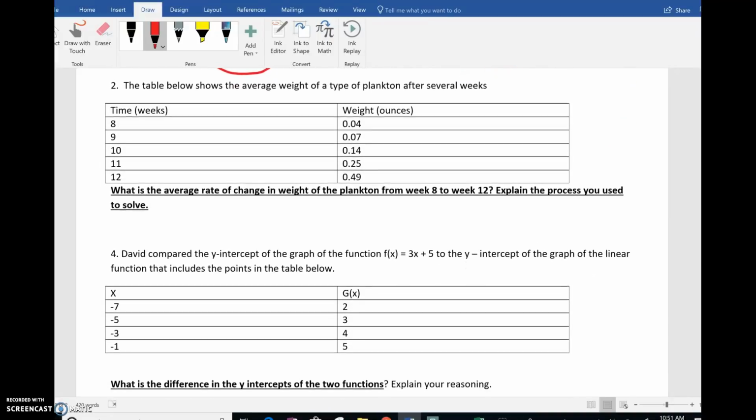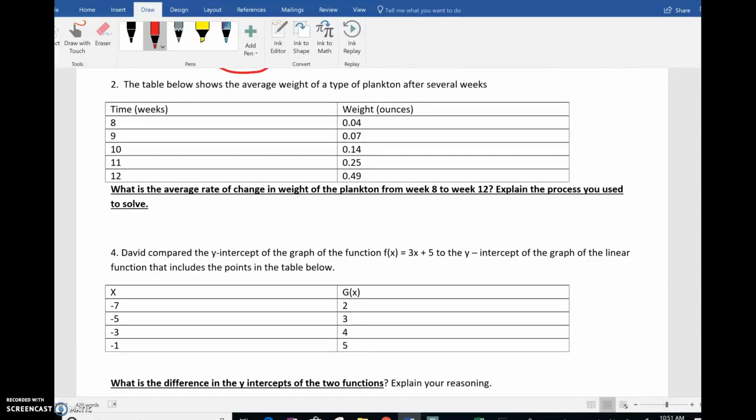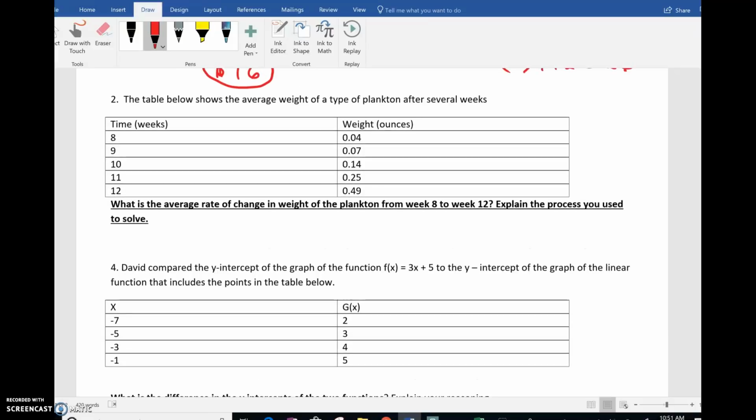All right, moving on. Number 2. The table shows the average weight of a type of plankton after several weeks. So we've got weeks on the left. We've got plankton on the right. That's going to be x. That's going to be y. What is the average rate of change, so the slope, fancy way of saying slope, in the weight of plankton from week 8 to week 12?